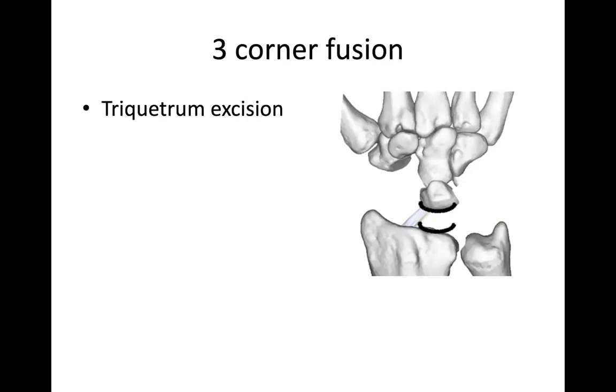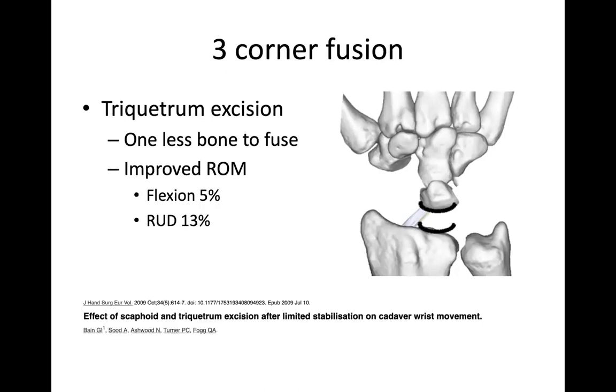The 3-corner fusion is you take away the scaphoid, but you also take away the triquetrum. So the advantage of the 3-corner fusion is that there's 1 less bone to fuse. And it's also been shown that you have better range of motion. It's not a lot, but it is a little bit more. And also, if you do need to put bone graft in, like in the lunocapitate joint, the triquetrum is a good source of bone graft. Often in these cases, the scaphoid may be a non-union and have had AVN, so it's often not very good bone. So it just saves you having to go to the iliac crest or the distal radius.